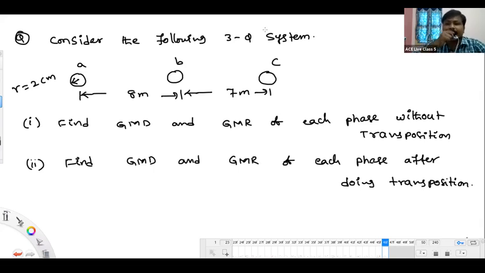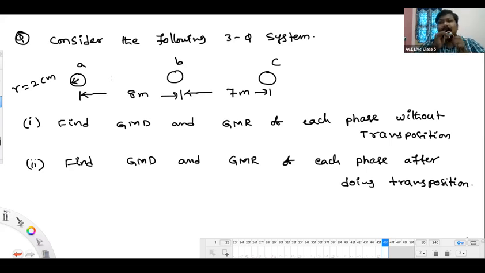Simple GMD and GMR calculations we are asking, first without doing transposition. See, actually, without transposition, for the GMD of phase A, what should you take? The distance between AB conductors and between AC conductors, geometrically. So it will be the square root of DAB times DAC. What is GMD of B? B to A, B to C geometrically. What is GMD of C? C to B and C to A geometrically. What about GMR of phase A? R dash, phase B, R dash, phase C also R dash.